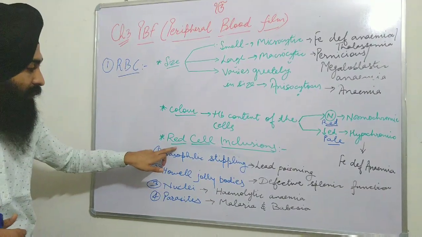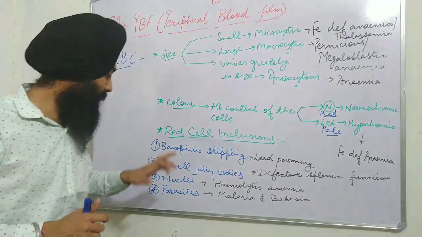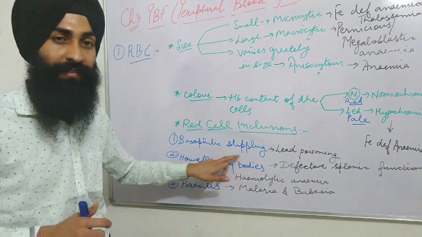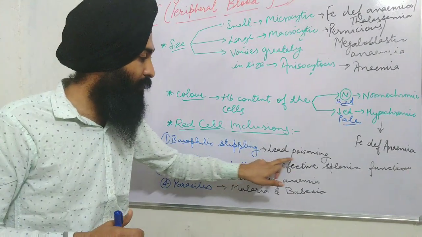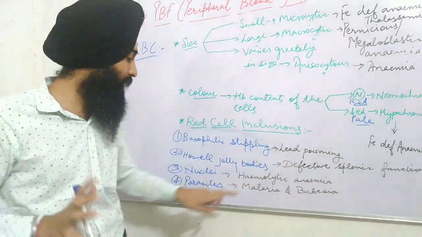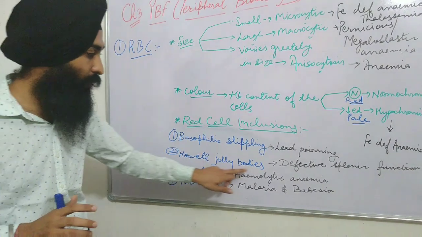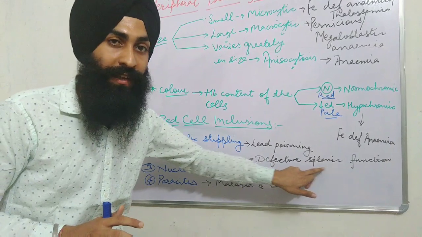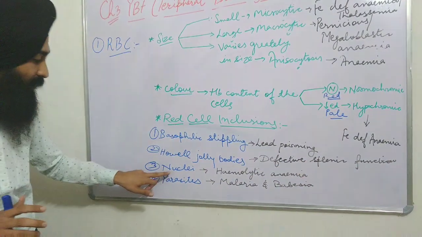Third one we see in the RBC is red cell inclusions. In red cell inclusions, they write basophilic stippling. Basophilic stippling shows us that the patient may be suffering from lead poisoning. Second one is Howell-Jolly bodies. Howell-Jolly bodies means the patient may be having defective splenic function. And third one is nuclei.